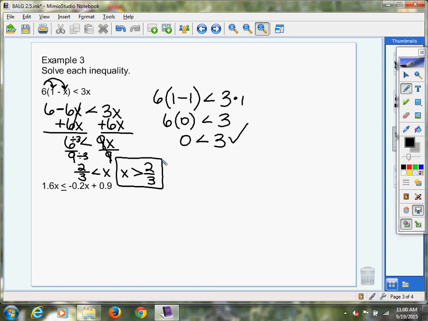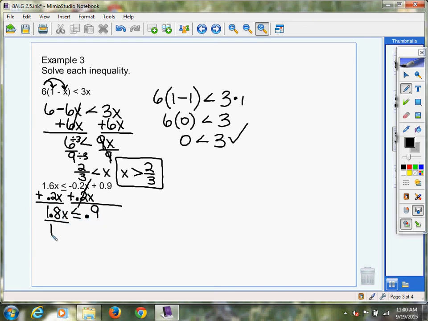So in order to do that, 1.6x is already by itself on the left. So let's just bring the 0.2x over to that side. We would do that by adding 0.2x to each side. Line up your decimals. When you add or subtract decimals, you have to line up the decimals. And then 1.6x plus 0.2x is 1.8x, okay? And that's less than or equal to 0.9.